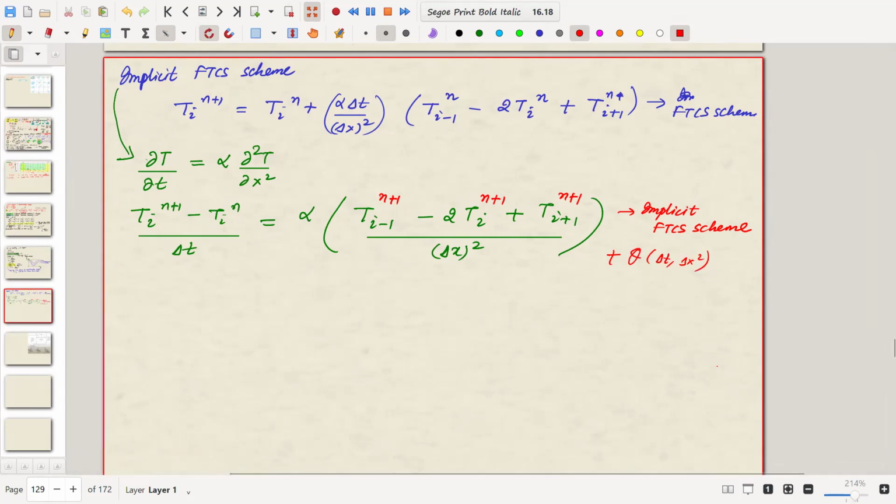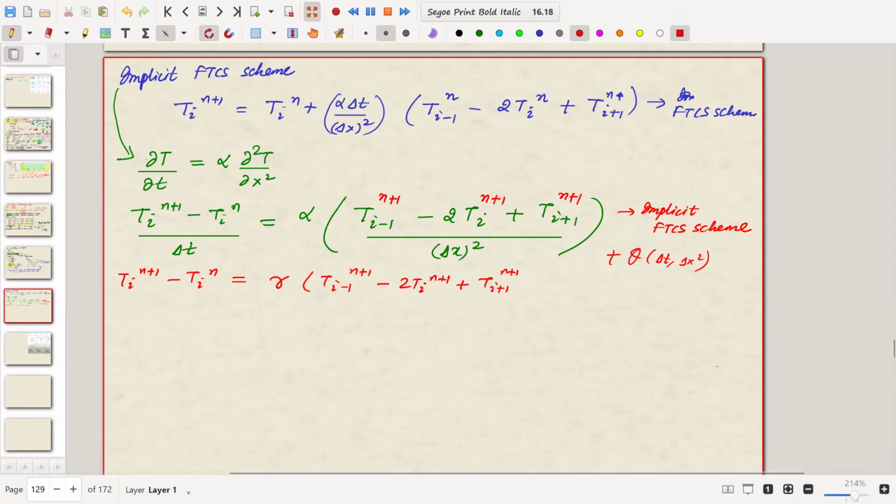In numerical methods, the error term is always there. But can you do some calculation based on it? What we can do, you can write T_i^(n+1) minus T_i^n is equal to alpha delta t by delta x square, which we have taken as R, times T_(i-1)^(n+1) minus 2 T_i^(n+1).